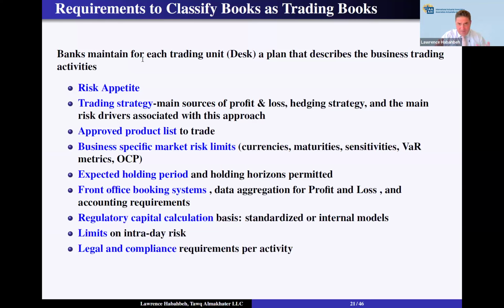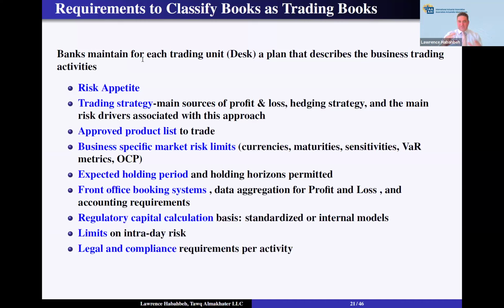So in order to classify books as trading books, you have to have a risk appetite statement. It has to be clear. A trading strategy: basically, how you're going to generate trading in a particular asset class in a particular market, let's say interest rate derivatives, how you're going to generate your profit and loss.